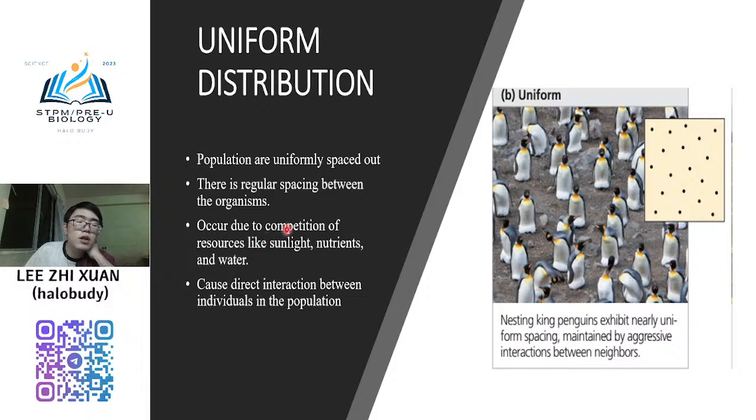So this one occurs due to the competition for resources like sunlight, nutrients, and water, because they need to obtain the same resources. If they came together, meaning that they cannot obtain the sunlight. If everyone needs to be together, how can they obtain sunlight and also nutrients, how to get food and also water. And then this one will cause direct interaction between individuals in the population.